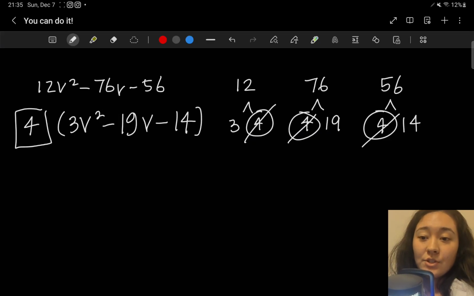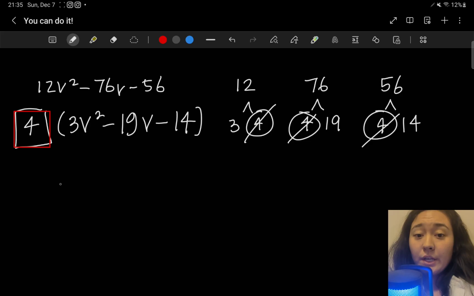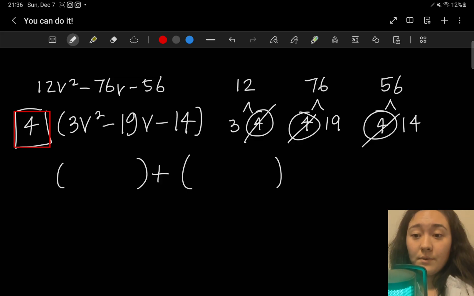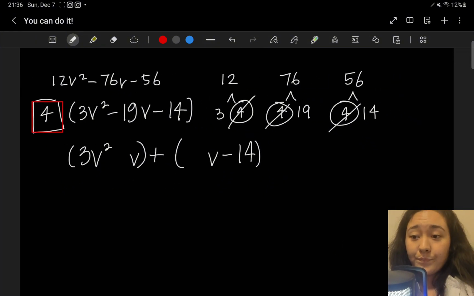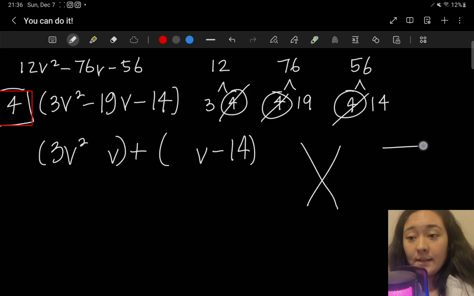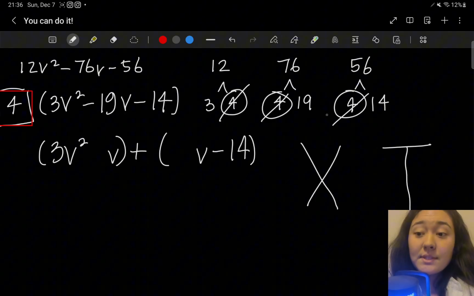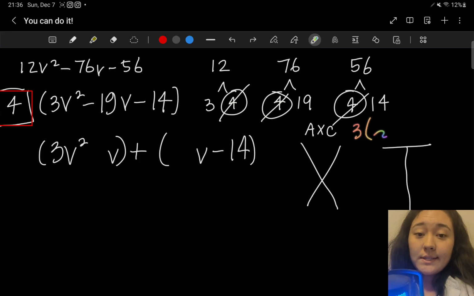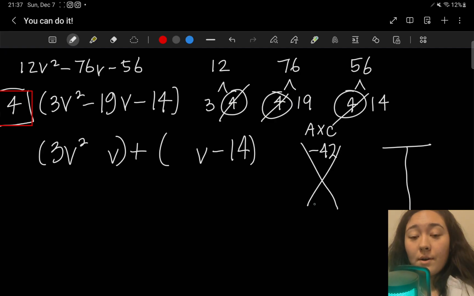Alrighty. So we cannot forget this 4. We're going to need it later, but right now we're going to focus on what's inside the parentheses. So we have our template, which is in the support sheet. The parentheses with a plus in the middle. And we put 3v squared, and then the last one is going to have minus 14. And both of the things we're trying to find is going to be attached to a v. Alright, so we do our x and t. At the top of the x is a times c, which is 3 times negative 14, which is negative 42. And then on the bottom is negative 19.